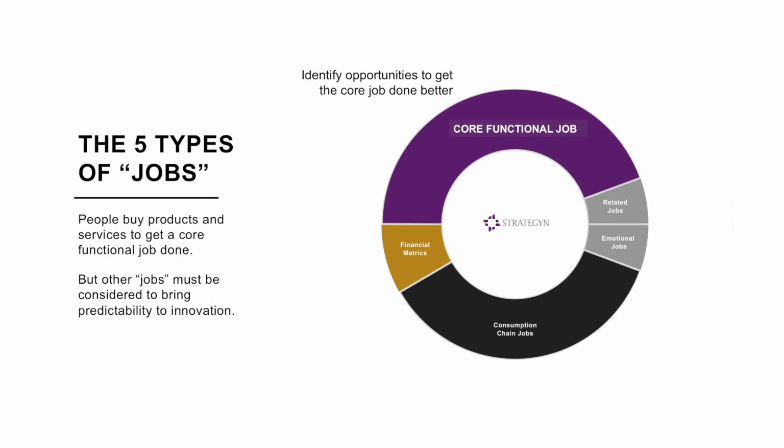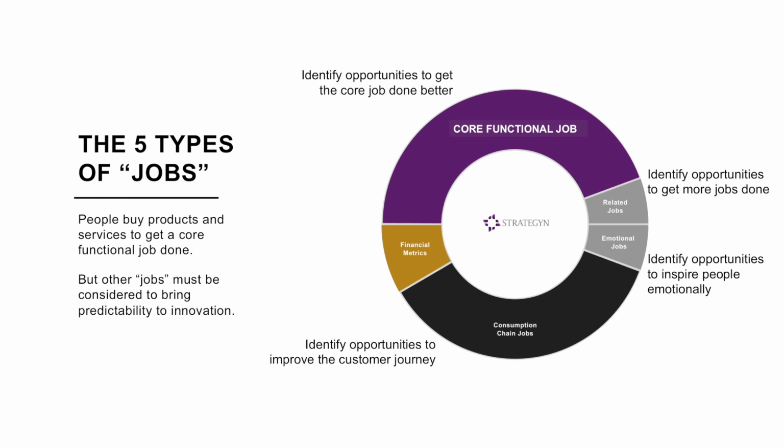We define the market around the core job that the customer is trying to get done. By studying that job, we can help them get the core job done better. We also look at related jobs. These are jobs that the customer is trying to get done in conjunction with the core functional job. And if we know what they are, we could potentially create products that will get multiple jobs done. We also look at emotional jobs, so we can come up with ways to inspire people emotionally through our marketing campaigns. On the consumption side, we look at opportunities to improve the customer journey, which I'll get into more detail here in just one second.